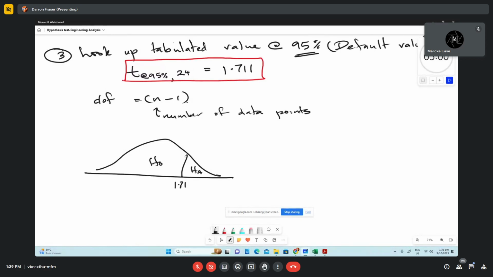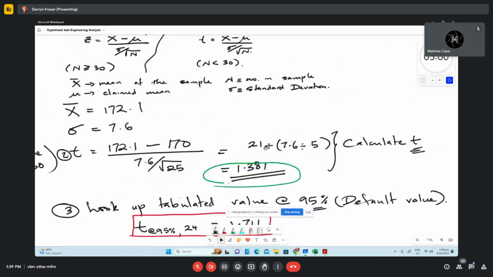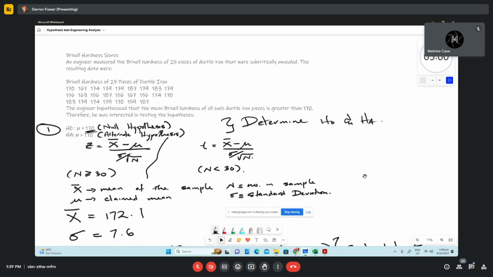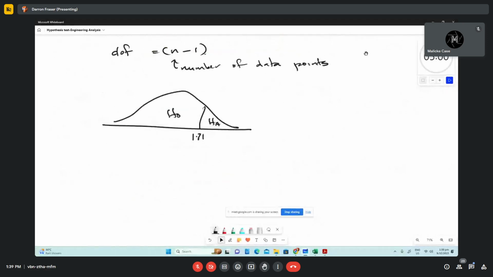All right. The original test says greater than. So this sign here always points to where HA is, where you're supposed to look for HA. So HA, we see that HA is that mu is greater than 170. So this is our section which it's pointing to for HA, and H0 is over on this side.